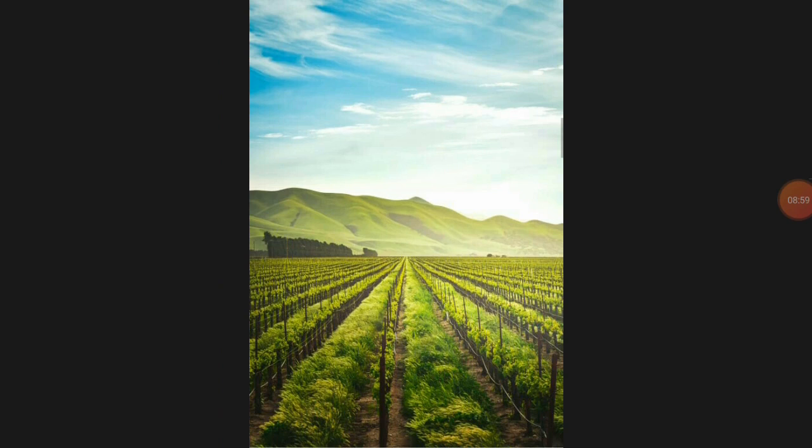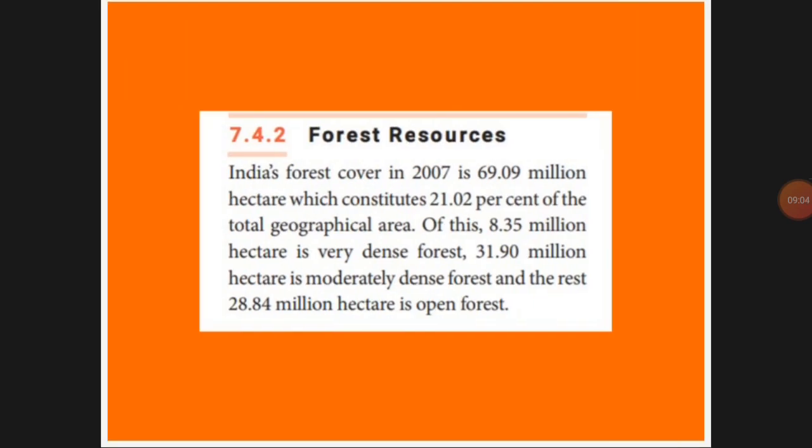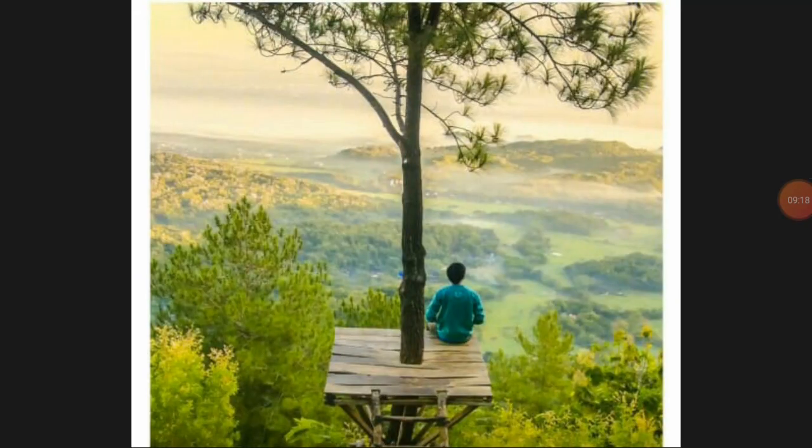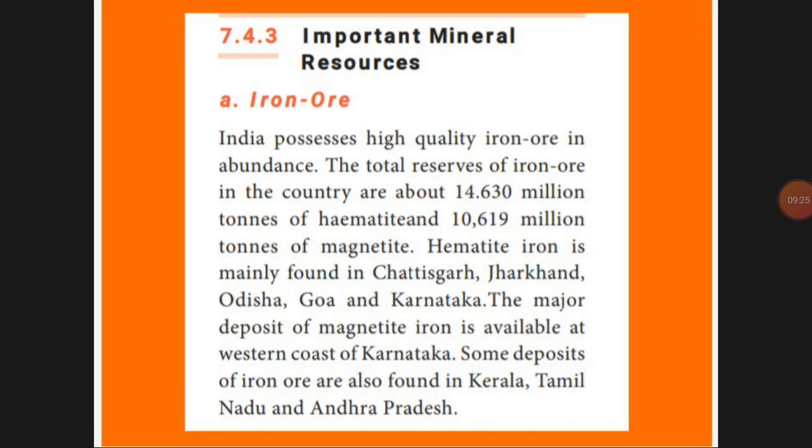In that, 8.35 million hectares are dense forest and 31.90 million hectares are moderately dense forest. Dense forest has somewhat less cover. Next, the rest, 28.82 million hectares, is open forest. Next, we'll go for the mineral resources.